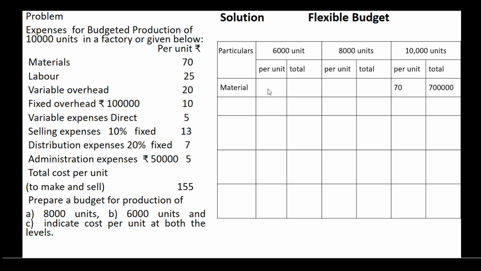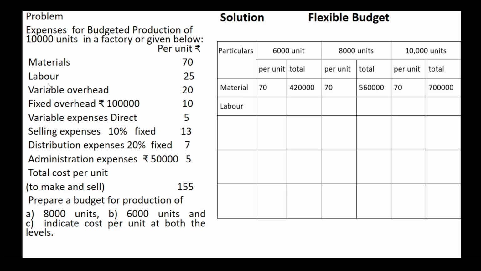And the next, for the 6,000 units, the cost per unit is the same, that is 70 rupees. So now the total amount is calculated as 70 rupees into 6,000 units. So now the total amount is 4,20,000 rupees. And for the 8,000 units, the per unit cost is the same, that is 70 per unit, and it is multiplied with the number of units produced, that is 8,000. So 70 into 8,000, 5,60,000. So that is the calculation of materials.